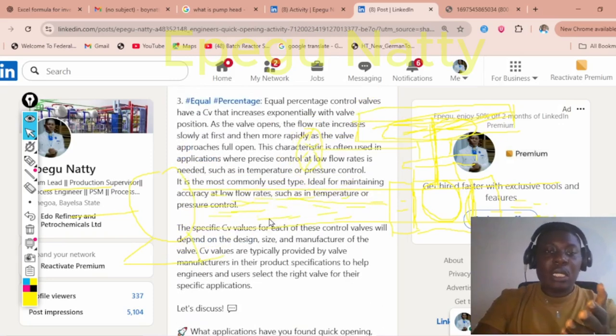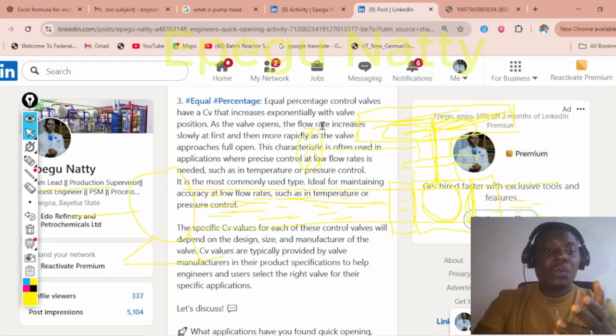So the last one is equal percentage. Equal percentage is one of the characteristics that is mostly used in oil and gas. Most of the valves for crude line, diesel line, naphtha lines, most of them use equal percentage. Now let's explain and see why we are using this.